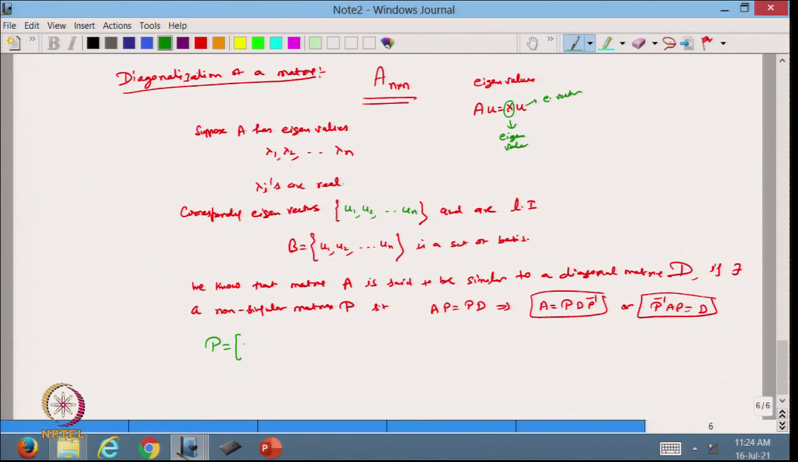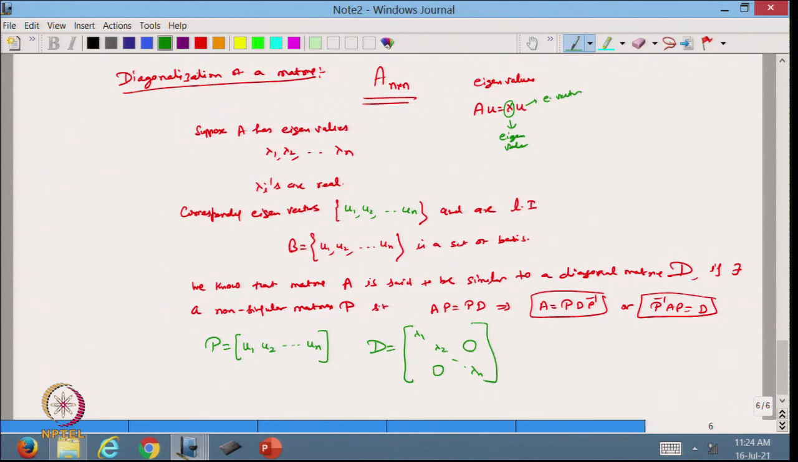Now from here I should write that the matrix P is made up of the vectors as column vectors u1, u2, un. So, this is my corresponding invertible matrix, and D is the diagonal matrix, and it is made up of the eigenvalues as diagonal elements. So, it is equal to lambda 1, lambda 2, lambda n.